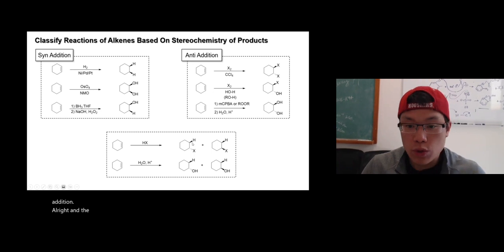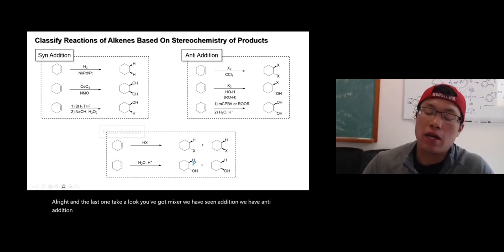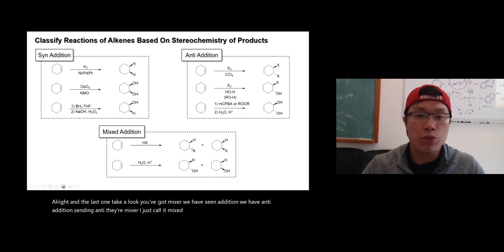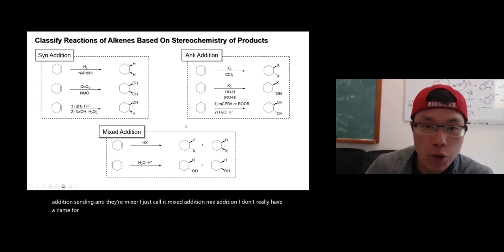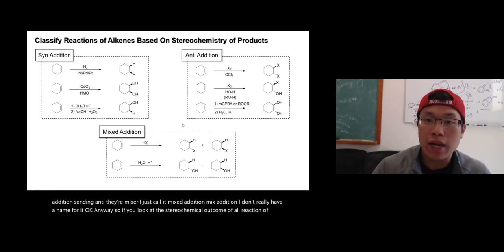And the last one, take a look. You've got a mixture. We have syn addition, we have anti-addition. Syn and anti, they are a mixture. I just call it mixed addition. I don't really have a name for it. Okay. Anyway, if you look at the stereochemical outcome of all reactions of alkenes, you can classify them into these three groups.